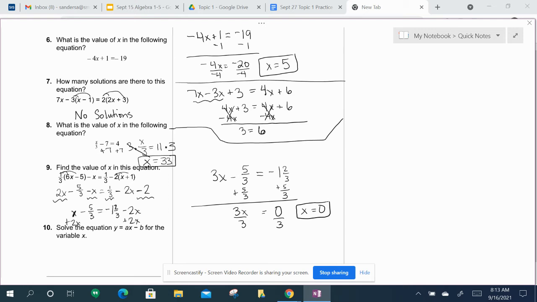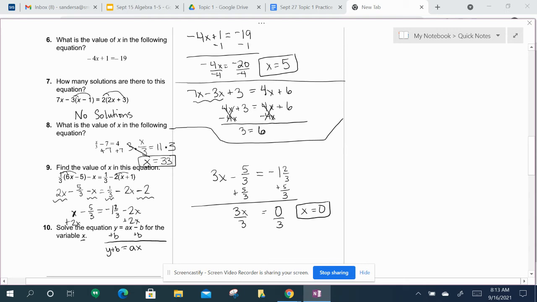All right, finally, number 10 says y equals ax plus b, and it says solve for the variable x. That means get x by itself. So I first locate the x, and I see that it's trapped here with the a. So I'm going to start by adding b. Since it's subtracting b, the inverse would be adding b to each side, and I end up with y plus b is equal to a times x.